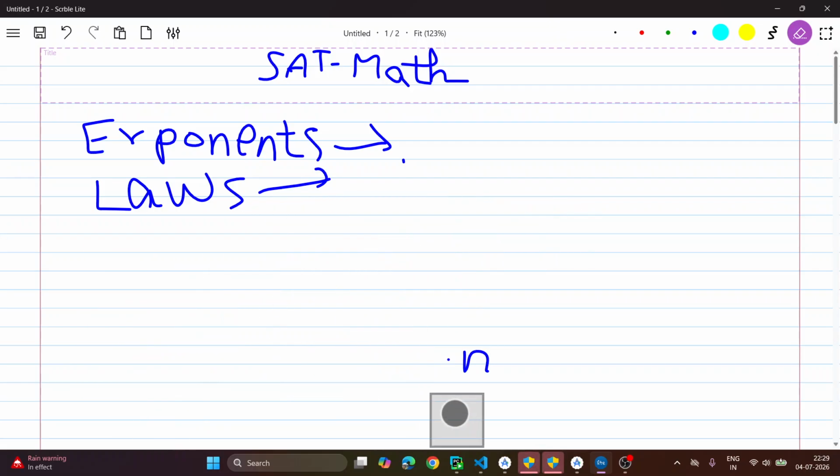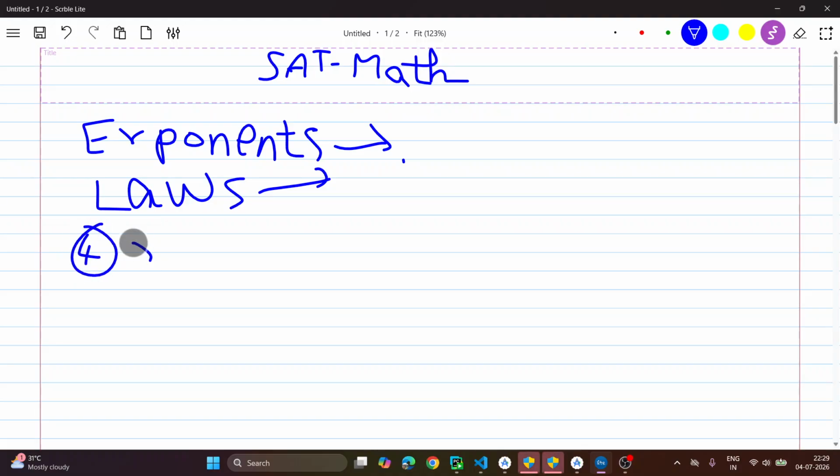So let's erase these. So we have 4: a power 1 equals a. I guess this is all well known. So we had x power 1 equals x. You're multiplying only one time, right? So that's how it works.